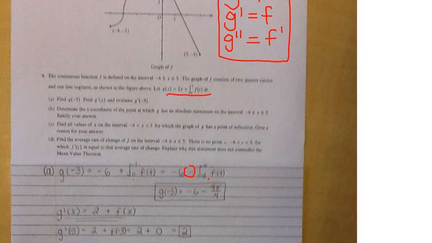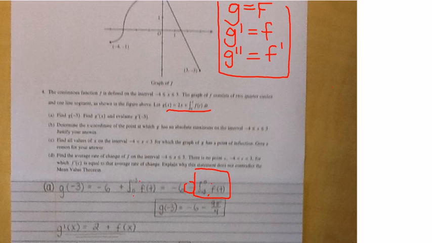So then to find this value, what we're going to do is go up to our graph and find the area between -3 and 0. Sorry, it would be right here. And that value is 9 pi over 4. So our answer is -6 minus 9 pi over 4.